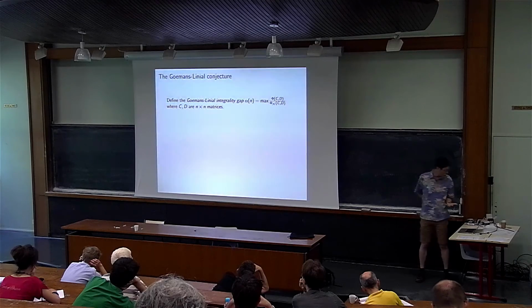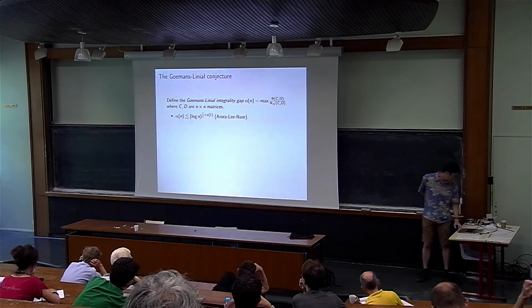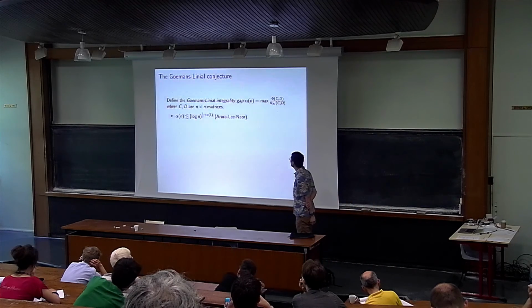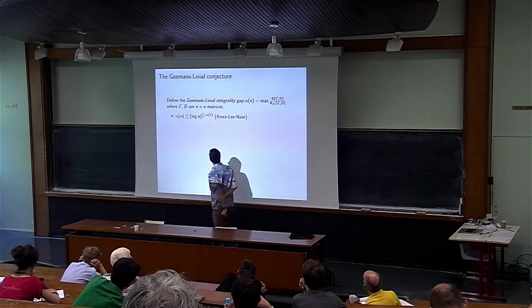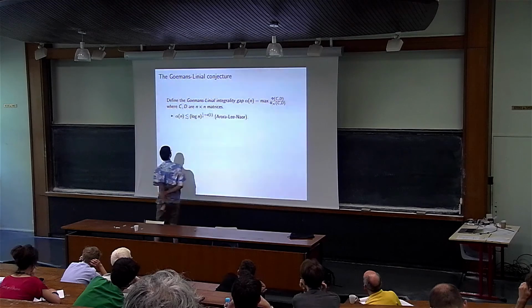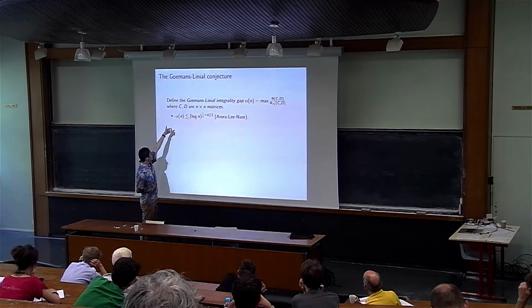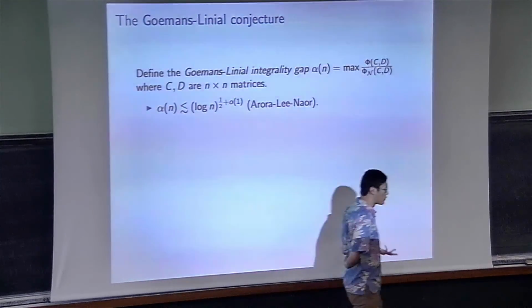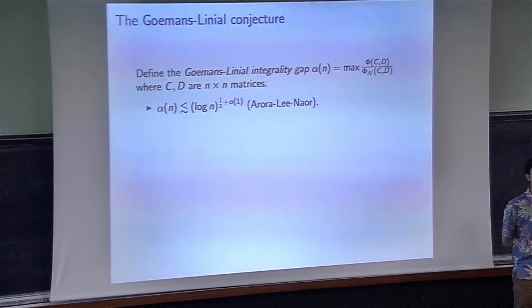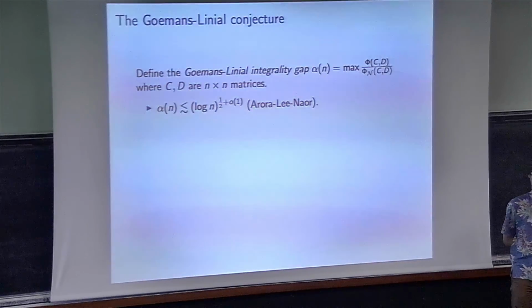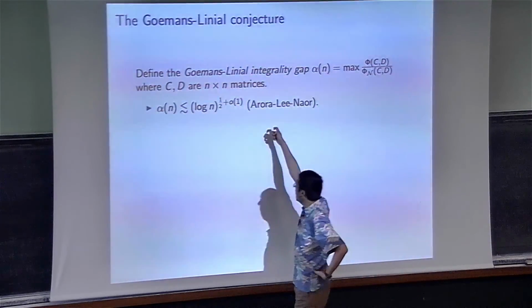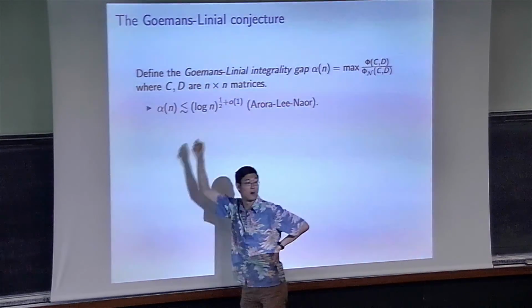So this tells us how the accuracy of the approximation decays as the size of the matrices involved increases. And it's known that the Goemans-Linial relaxation is strictly better asymptotically than the linear programming relaxation by a theorem of Arora, Lee, and Naor, who showed that this integrality gap is at most root log n times log log n. Remember that the corresponding integrality gap for the linear programming relaxation, the relaxation based on all metric spaces, was log n, and so we improve on that. So Arora, Lee, and Naor improved on that by a root log n factor.